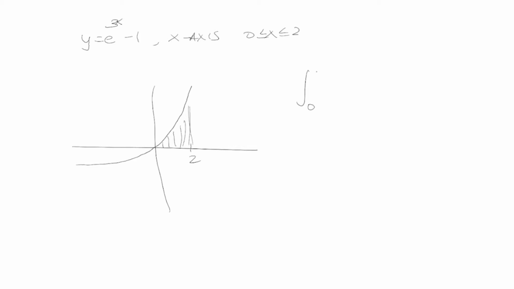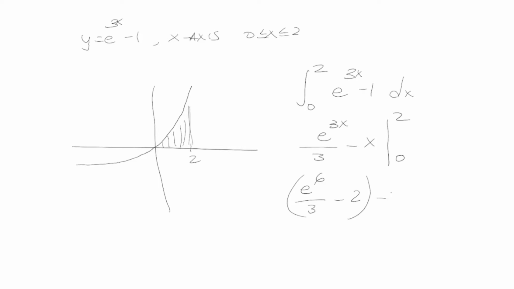So we have to integrate from 0 to 2. The top function is e^(3x) minus 1. The bottom is 0, so I'm not going to bother. Integrating this is e^(3x) over 3 minus x, going from 0 to 2. This is e^6 over 3 minus 2. And then when I plug in 0, I get 1/3 minus 0. So this becomes e^6 over 3 minus 7/3.